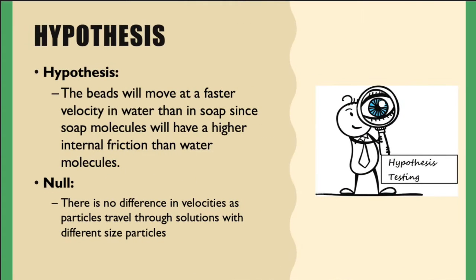We have two hypotheses in this experiment, the null and the alternative. The null hypothesis is that there is no difference in velocities as particles travel through solutions with different sized particles inside them. The alternative hypothesis is the beads will move at a faster velocity in water than soap, since soap molecules will have a higher internal friction than water molecules do.